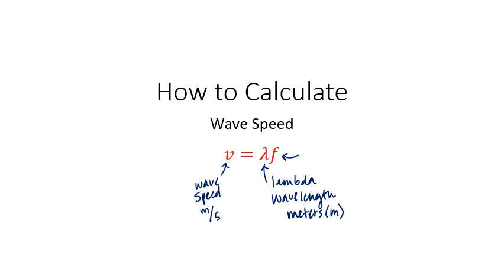And lastly, we have this italicized f. This stands for frequency. This is going to be measured in 1/seconds, or something that they call hertz. So 1 hertz is the same thing as 1/seconds, either one. So when you multiply these two together, when you multiply meters times 1/seconds, that's how you get meters per second in terms of the wave speed.